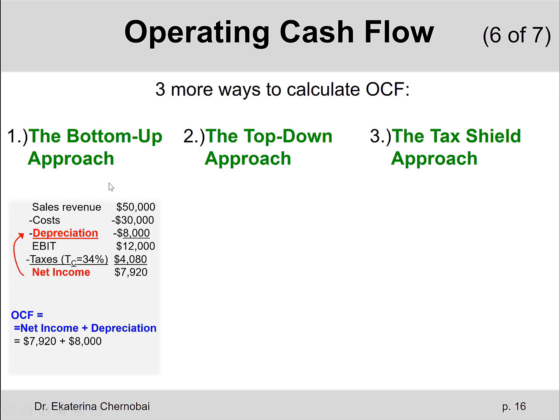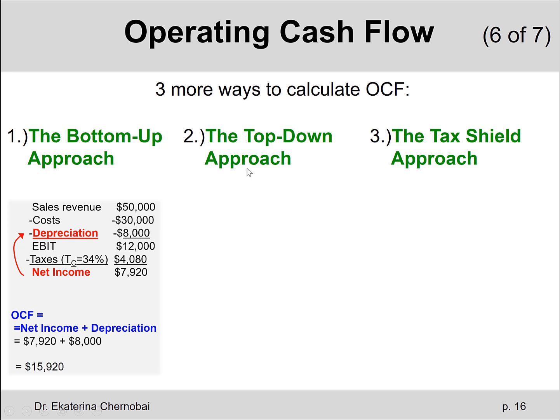The bottom-up approach says that we start at the bottom and then we go up and only add back depreciation, right? Net income plus depreciation. In the example we just looked at, that would be $7,920 in net income plus $8,000 in depreciation. This gives us $15,920, the same number we found on the last slide.